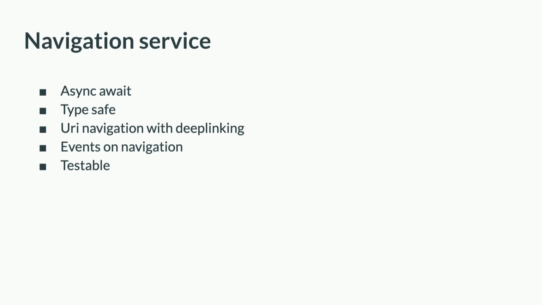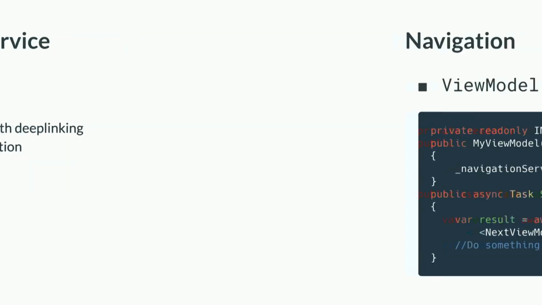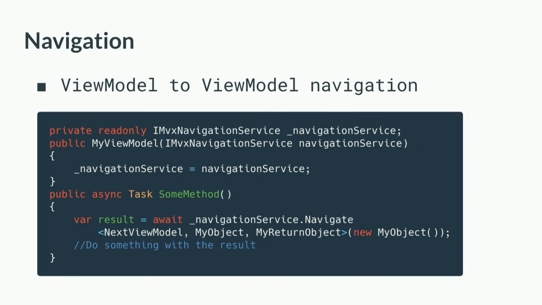There are a couple of other very useful things. It's type safe. You can also do URL navigation, do deep linking with that. And you get a couple of events that happen on navigation. I'm just going to show you an example here of what you can do. So you've got your view model. You inject the navigation service, which MvvmCross provides for you. And what you want to do a lot of the time, at least that's what I want to do, is pass on some sort of object to my next view model, which will open up a next view, of course. And when I close that view model, I want to return something back.